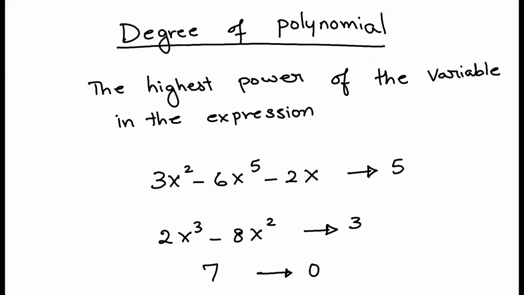Now, it is customary to always write the polynomial in the decreasing order of the exponent of the variable in the given expression. So, for example, in this polynomial that is given to us, which is 3x squared minus 6x to the fifth power minus 2x, it is customary to write the polynomial in the decreasing order of the exponents of the variable. So I have to write this as negative 6x to the fifth power plus 3x squared minus 2x.